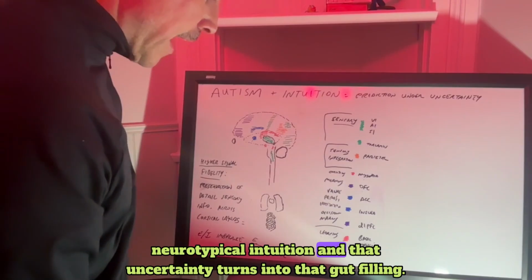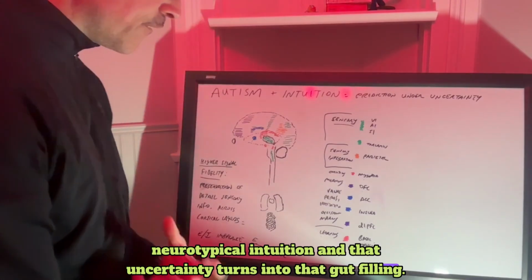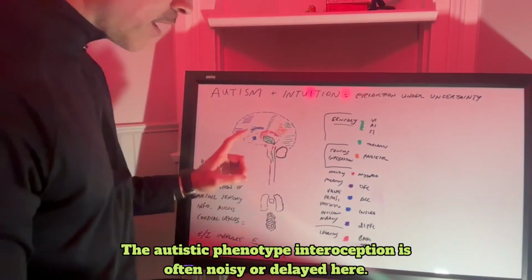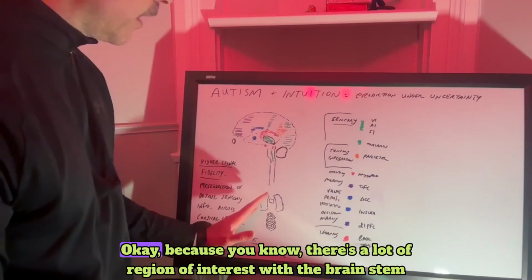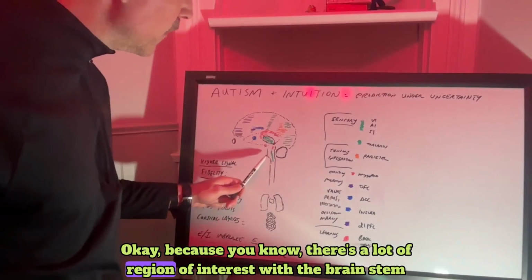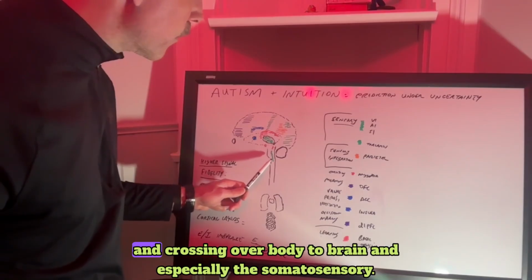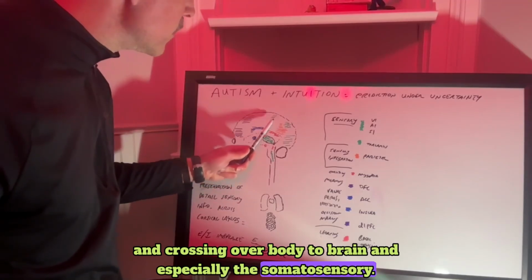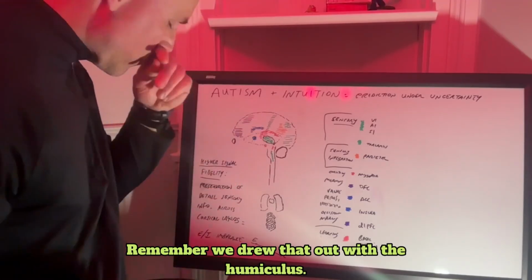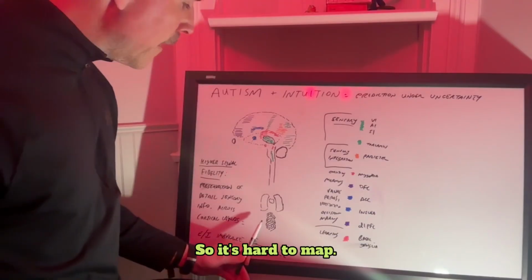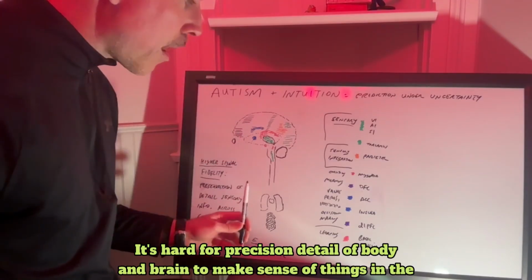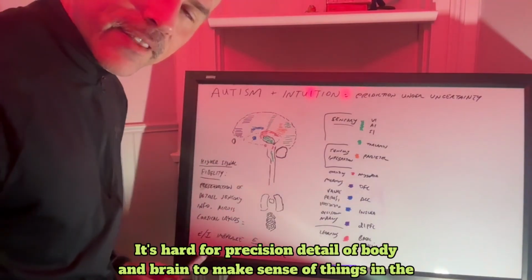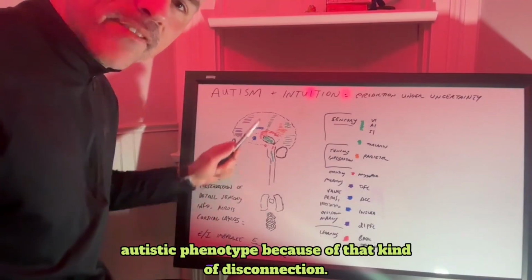Neurotypical intuition, and that uncertainty turns into that gut feeling. Okay, what is happening? In the autistic phenotype, interoception is often noisy or delayed here. Okay, because there's a lot of region of interest with the brainstem and crossing over body to brain, and especially this somatosensory. Remember, we drew that out with the homunculus. So it's hard to map. It's hard for precision detail of body and brain to make sense of things in the autistic phenotype because of that kind of disconnection.